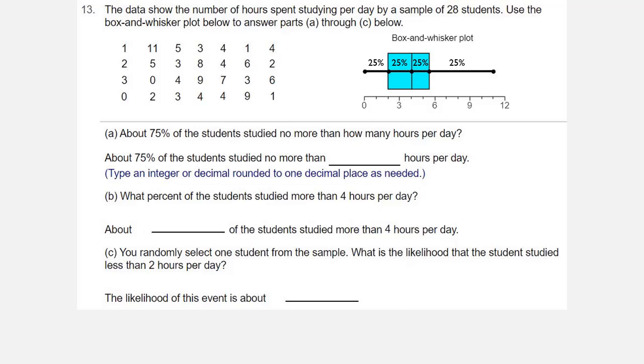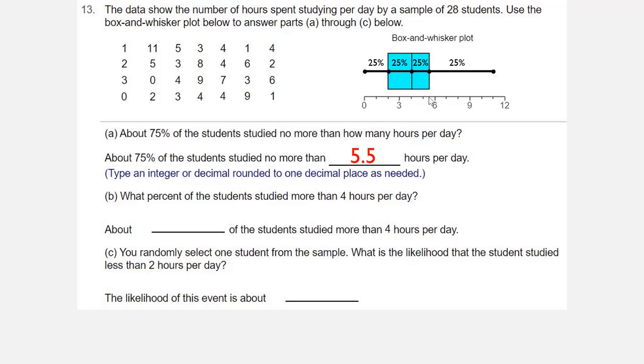Question A says about 75% of the students studied no more than how many hours per day? So 75% of the students, if we went on our box and whisker plot, 75 would be below the third quartile. And this third quartile, if we go down, is at about 5.5. So Q3 is 5.5 hours, and that's the answer to part A. About 75% of the students studied no more than 5.5 hours per day.